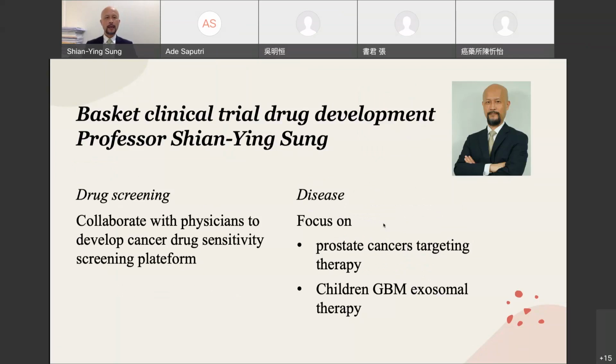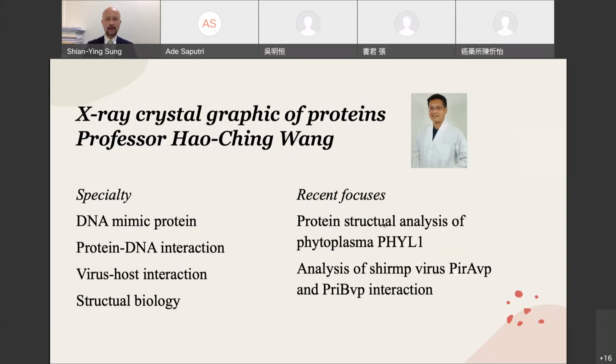And I personally am focused on basket clinical trial drug development. Our lab collaborates with doctors in hospitals to use many different drugs to see the sensitivity of the patient's cancer cells isolated from circulating tumor cells, and then to see which one is better for therapy. Then we can apply these drugs to the patients. With that, we found that some of the patients actually benefit from such basket clinical trial drug development.